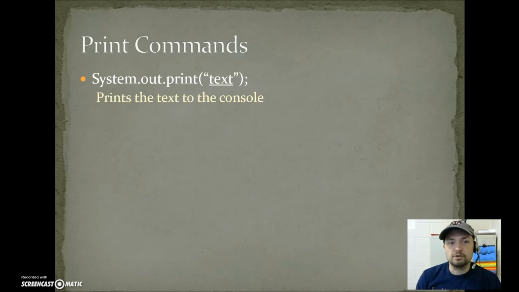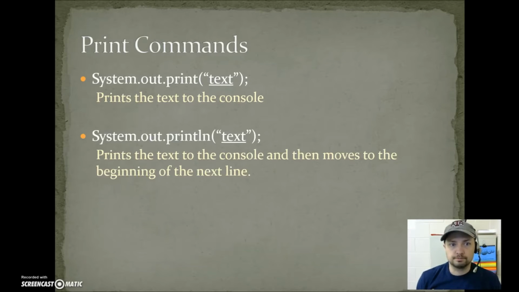Alright, print commands. There are two print commands. The first of which is system.out.print quote text quote parentheses semicolon. The text inside of the quotes is what gets printed to the screen. And how it knows what to print is there's an open quote and a close quote. Everything between the open and close quote is what gets printed.